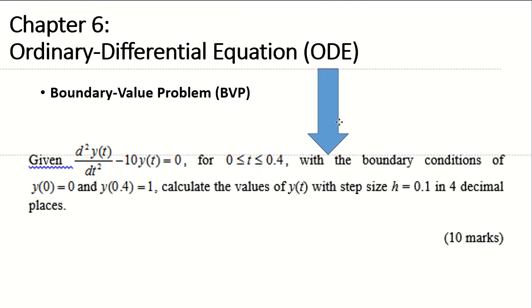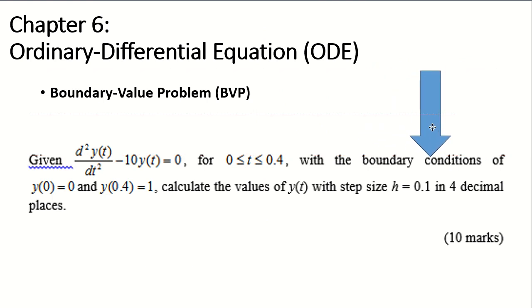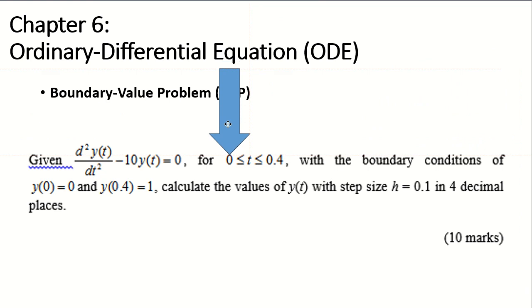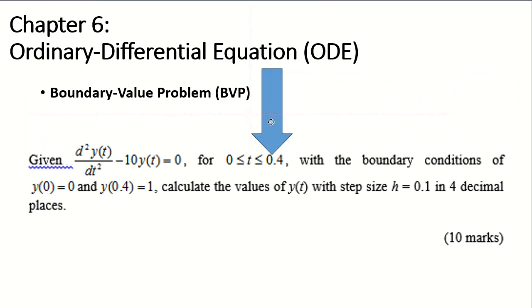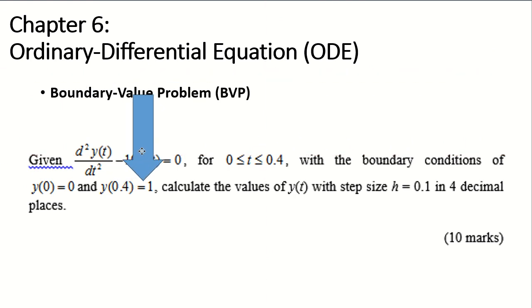Okay, with the boundary conditions. Apparently this is a boundary value problem because the boundary condition is given. That is, when t equals 0, we know that y will equal 0. Next, when t equals 0.4, the right hand side boundary, we know that y will equal 1. So this boundary value is given. Very clear, this will be the boundary value problem.